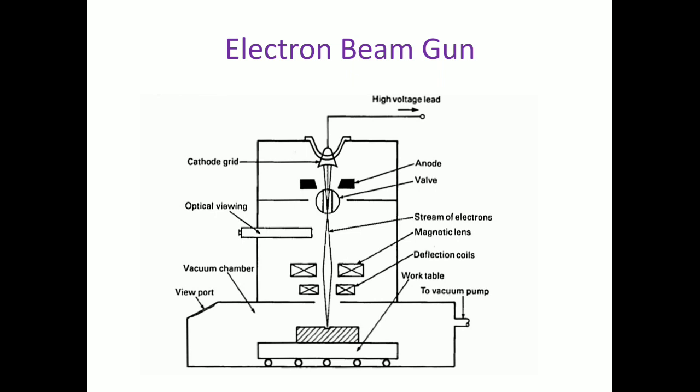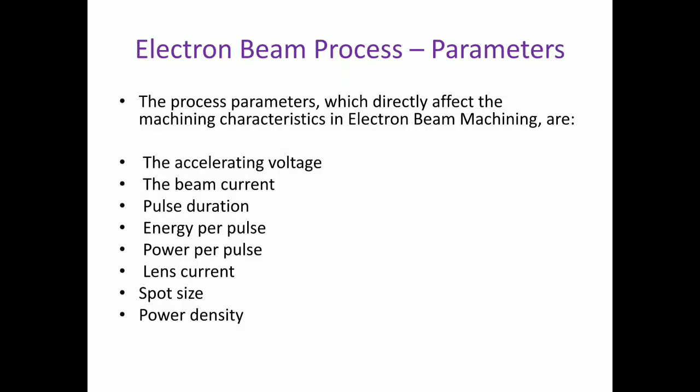So this is the setup, how the electron beam is generated and how it is maneuvered with the help of deflection coils. This work table is synchronized with the CNC machine so that we can generate movement of the table in x, y and z axes to get different 2D or 3D shapes on the workpiece. Now, electron beam process parameters. What are the process parameters which directly affect the machining characteristics in electron beam machining? They are the accelerating voltage, meaning how much voltage is being applied to generate the electrons.